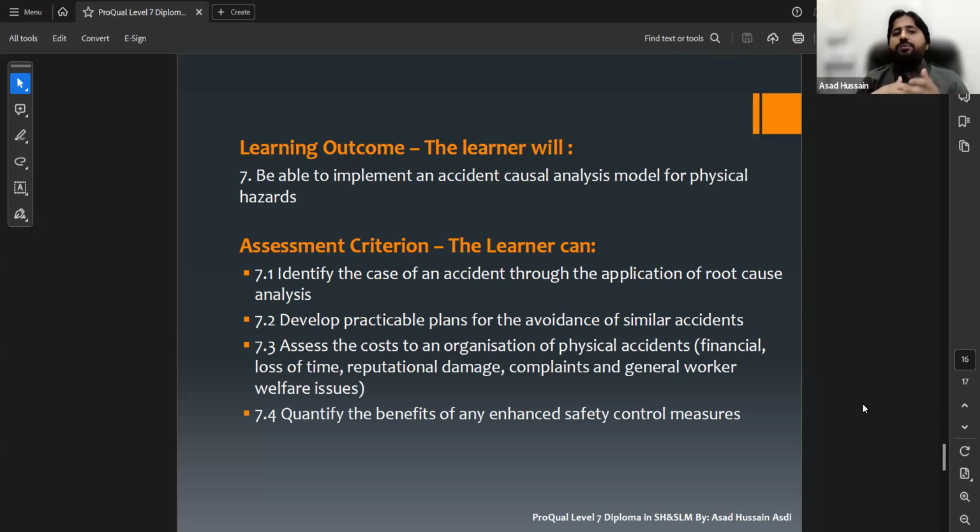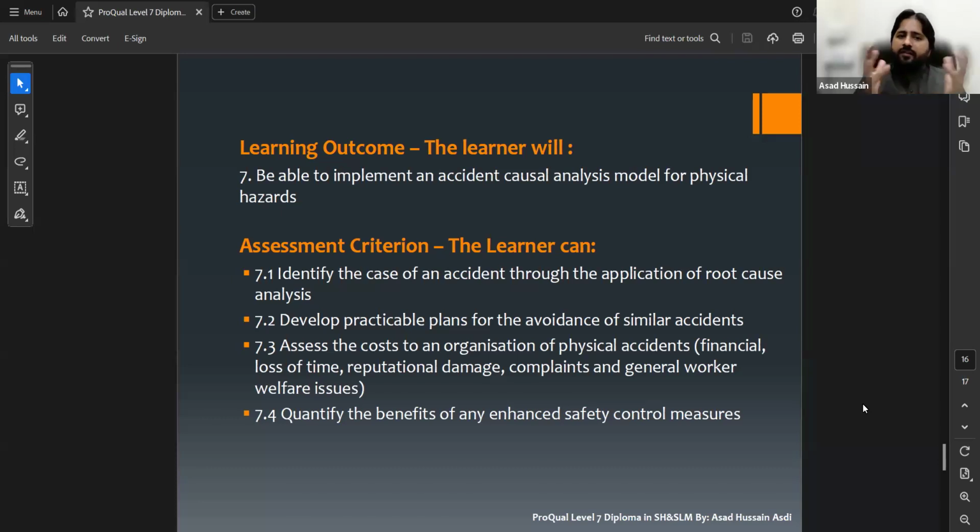how you can identify the root cause, how you can, after any accident, know the reasons. Basically, what is root cause analysis? It's all about evaluating, assessing, and checking the reasons behind any incident or accident. It's root cause analysis. Okay.